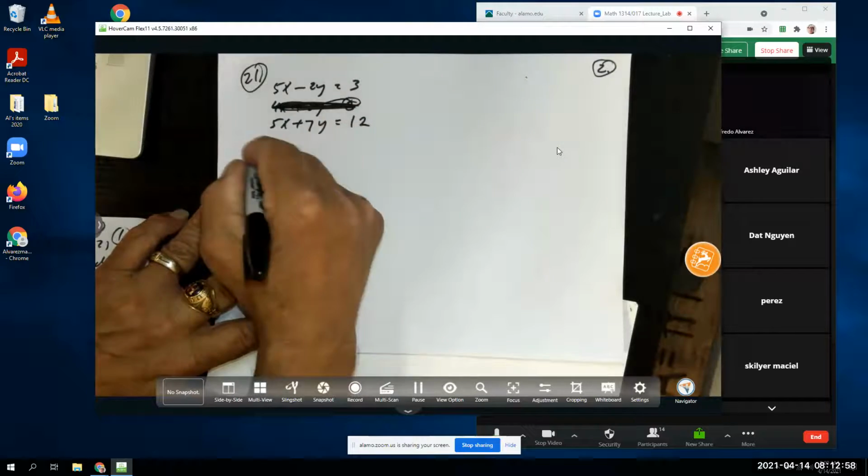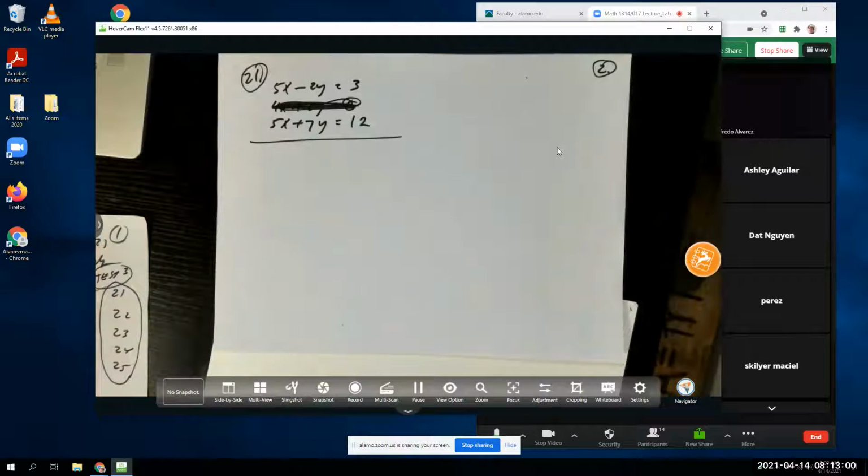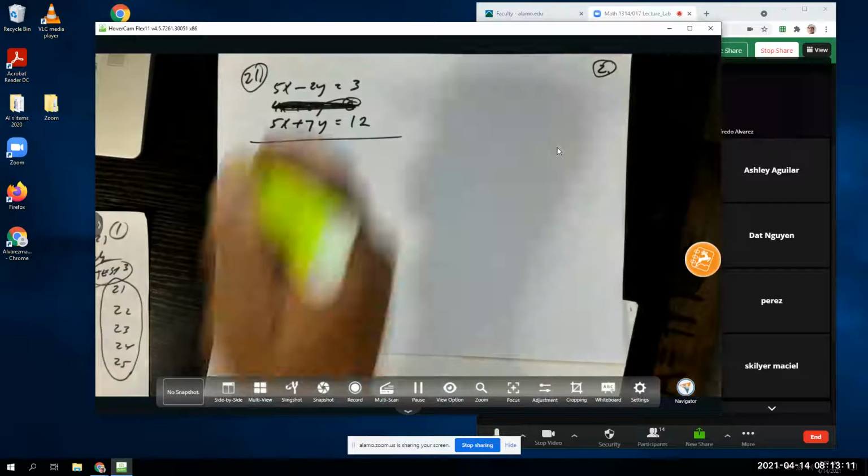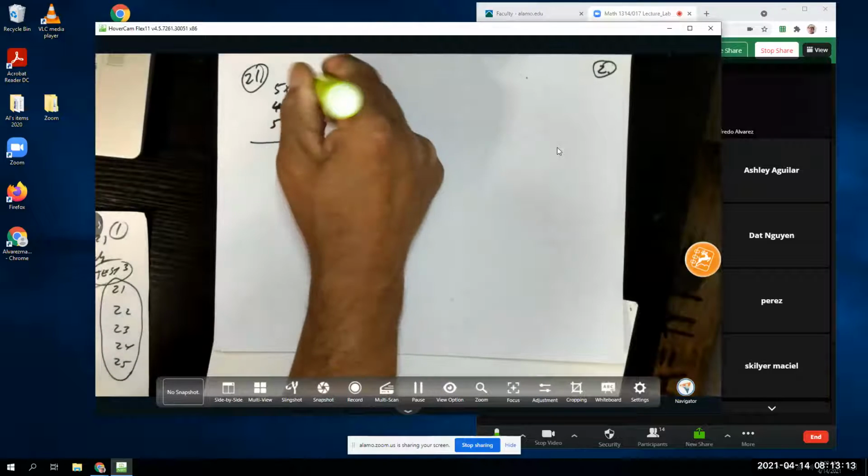All right, so I got those two right there. 5x minus 2y is 3, and 5x plus 7y is 12. All right, so what I told you is look at the numbers on the y's. The numbers on the y's are this one and this one.